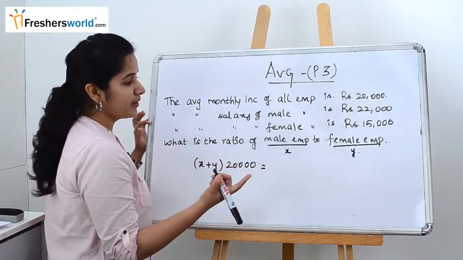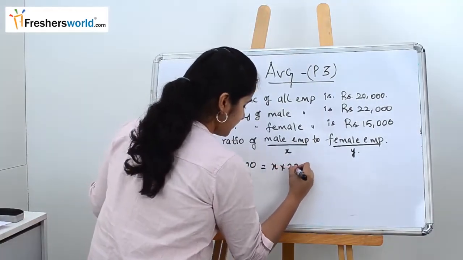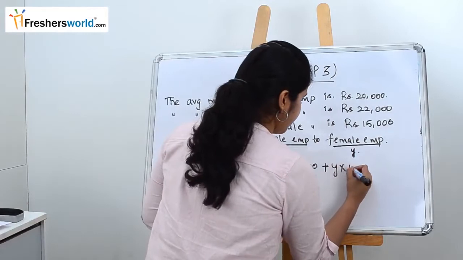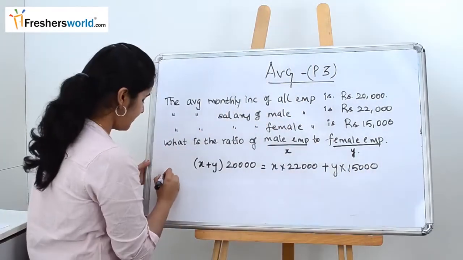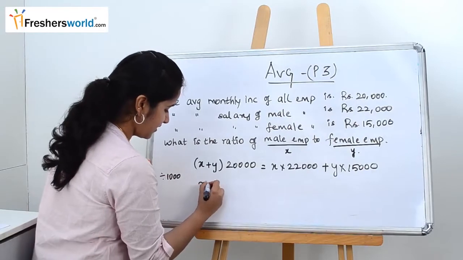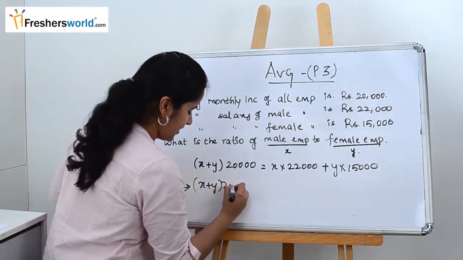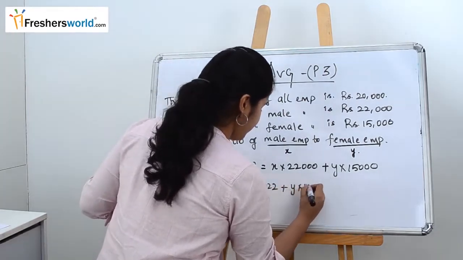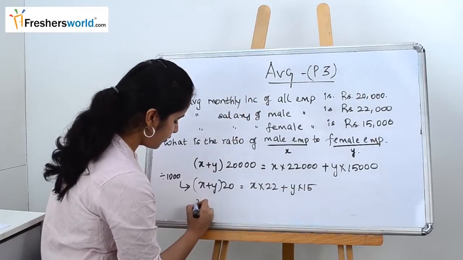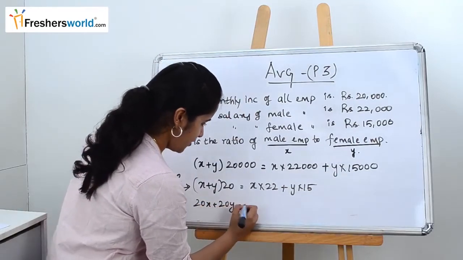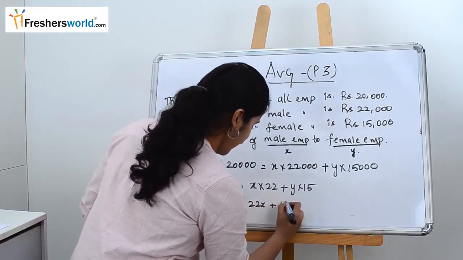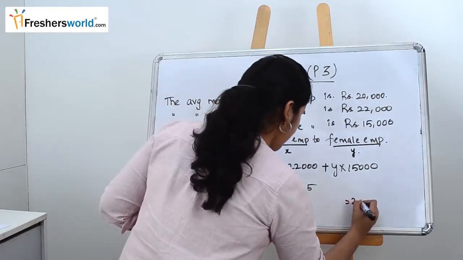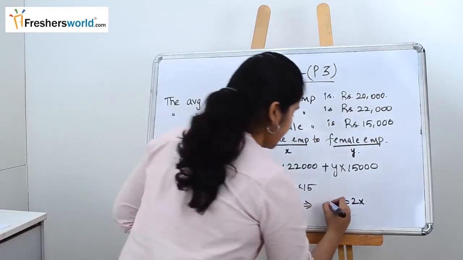Equal to the male employees, which is x into 22,000, plus the female employees, y into 15,000. I am just dividing it by 1000. So it becomes x plus y, into 20, equal to x into 22 plus y into 15. Now 20x plus 20y is equal to 22x plus 15y. So bring all the common things to one place. 22x will go there and it becomes 2x, and 15y will come here and becomes 5y.